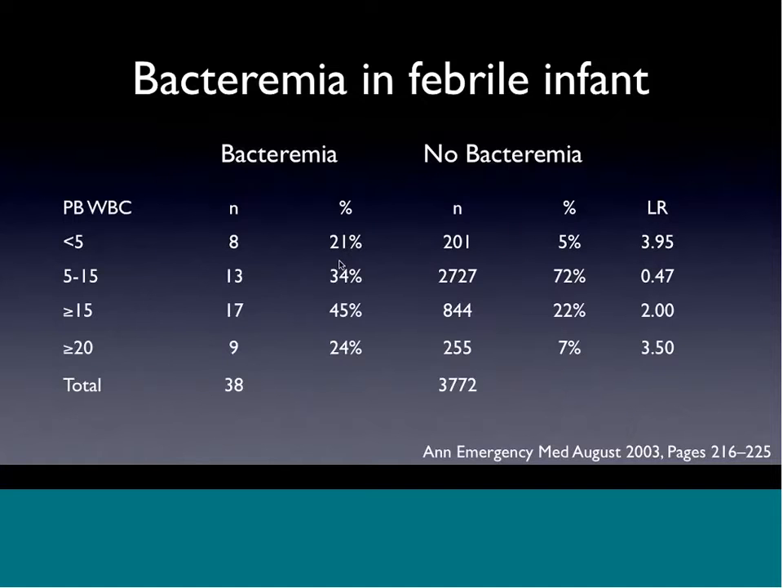And indeed, it is. So we have here bacteremia patients, no bacteremia patients. This is peripheral blood white blood count. Go to the likelihood ratio, and you will see that when you have a very low white blood count in the periphery, your likelihood ratio is fairly high, even higher than that when you have a very high white blood cell count.